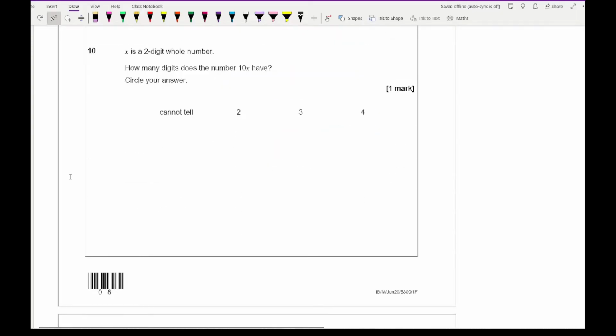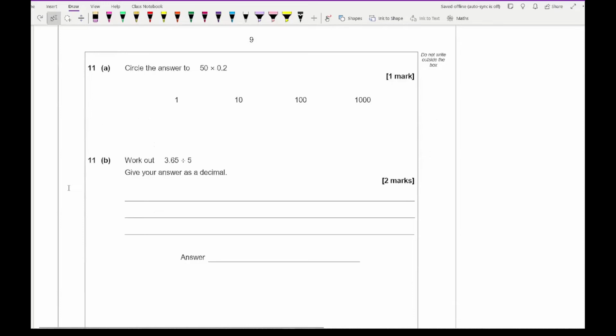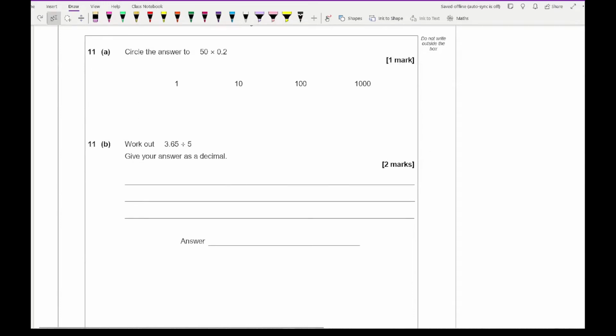Question 10 says x is a 2-digit number. How many digits does the number 10x have? Well, if you're going to multiply a 2-digit number by 10, then all you're doing is adding one extra digit. So the answer is going to be 3. Question 11, it says circle the answer to 50 times 0.2. Well, 50 times 2 is 100, but then you need to move the decimal point 1 place, giving us an answer of 10.